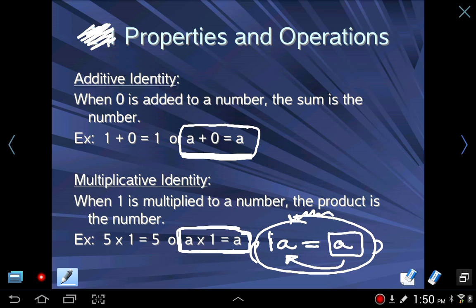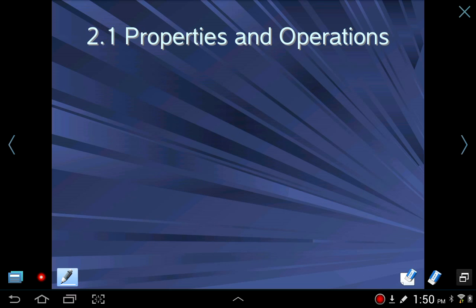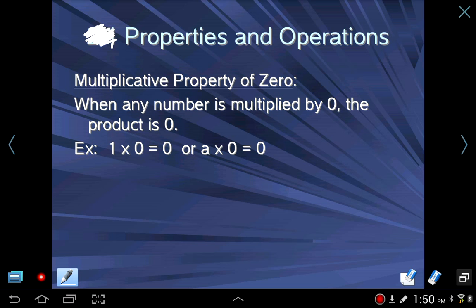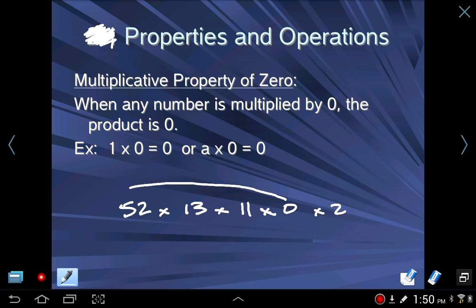And our last slide here, get rid of this 2.1, that's from a previous year, is the multiplicative property of 0. And this one is simply this. Anything multiplied by 0 equals 0. Okay? And you guys know this. And again, this becomes helpful if you get a string of problems like this. If I give you 52 times 13 times 11 times 0 times 2, use your commutative property and associative property to get 0 to the front. Anything times 0 is 0, so your answer is 0. That's where that one becomes important.